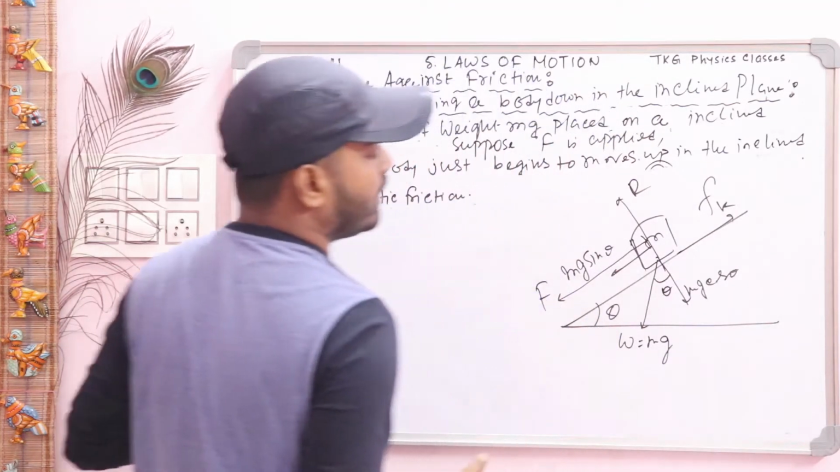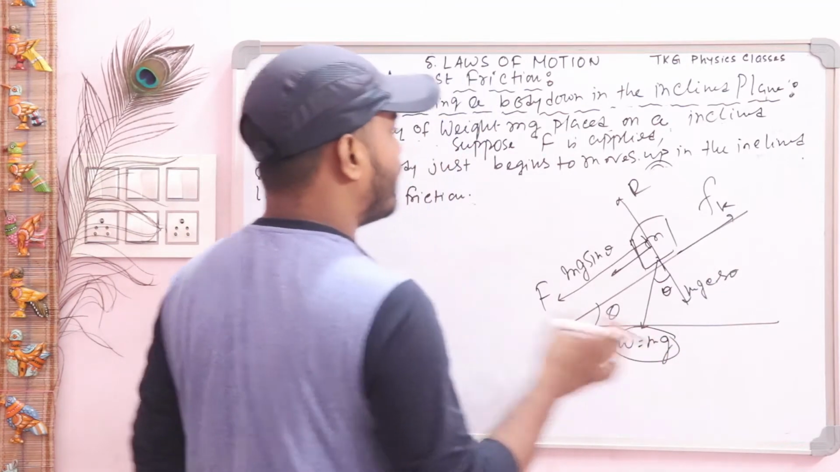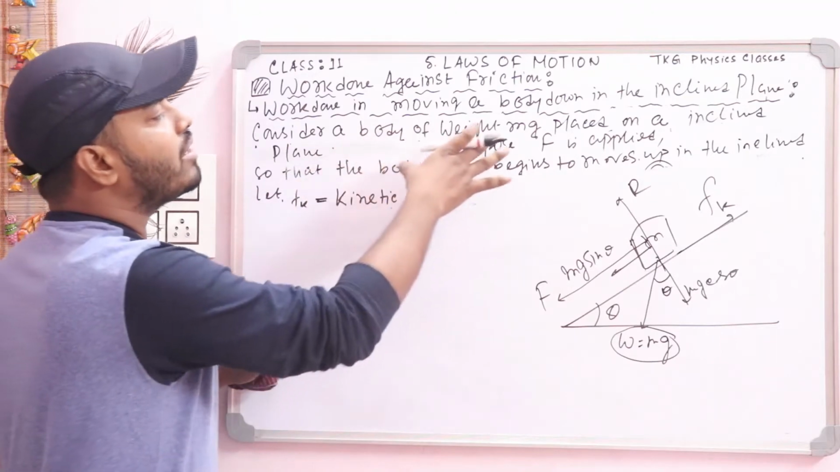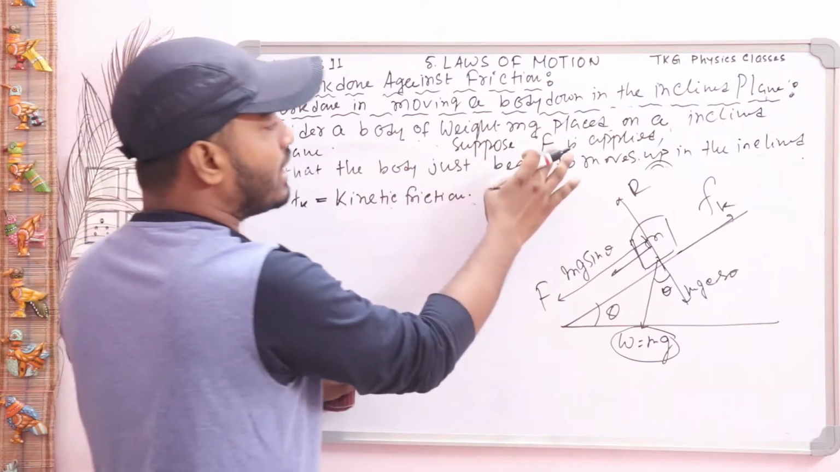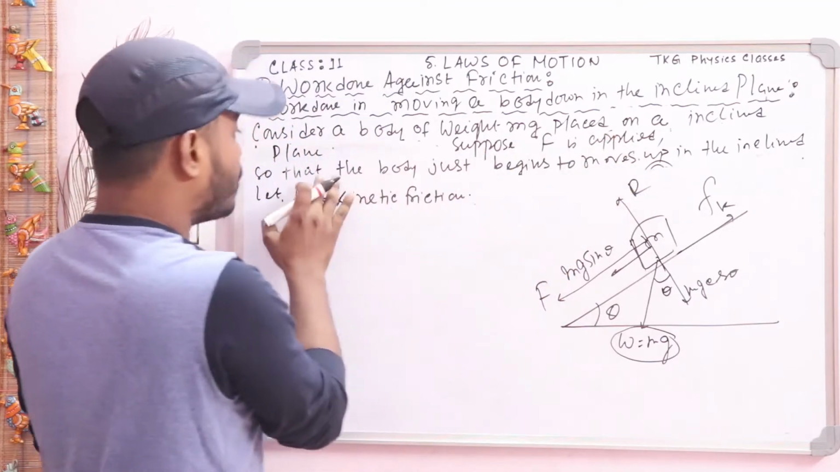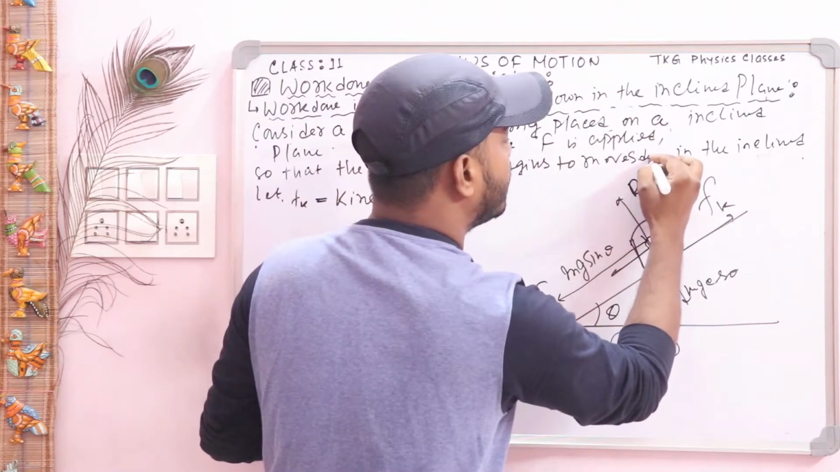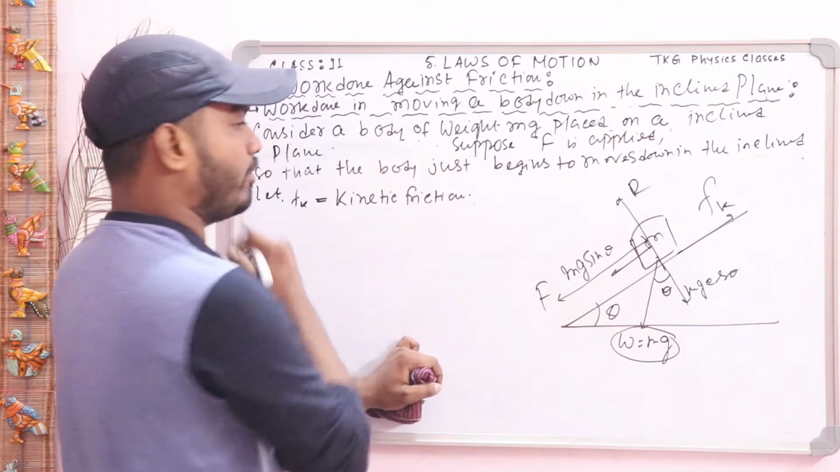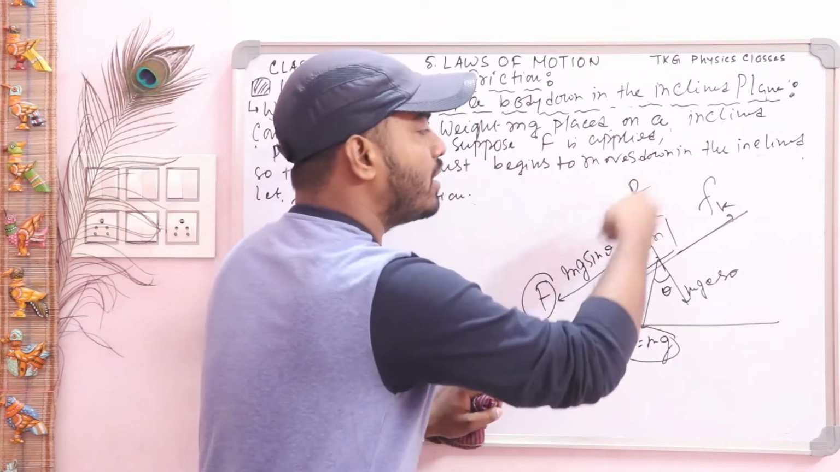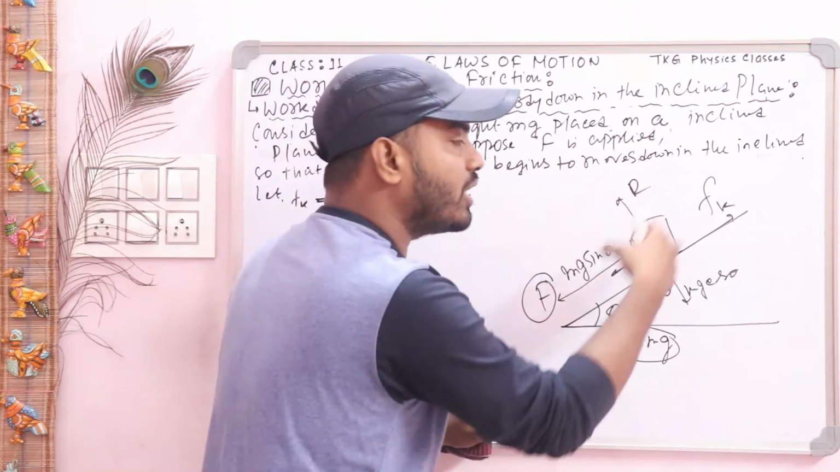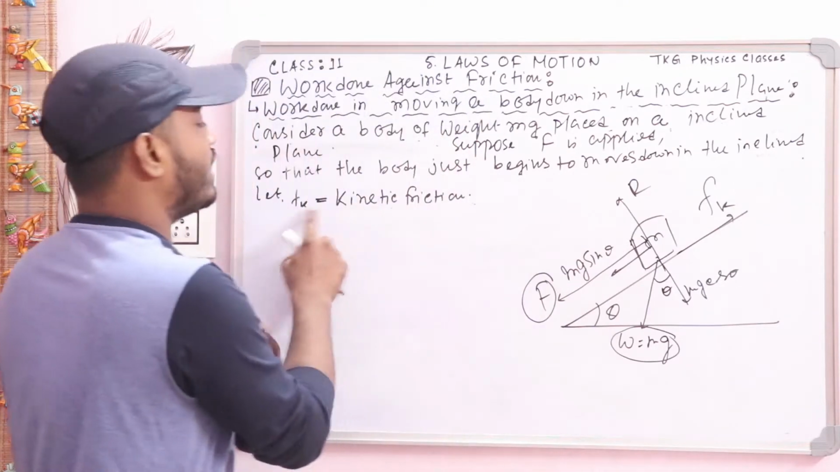Now again you see this W, that is mg, the weight of the body, has two components. At first you write this: consider a body of weight mg placed on an inclined plane, same. Now suppose an external force F is applied so that the body just begins to move down the inclined plane. This is the initial and basic applied force. And here Fk is the frictional force.